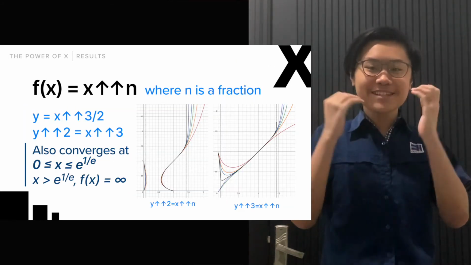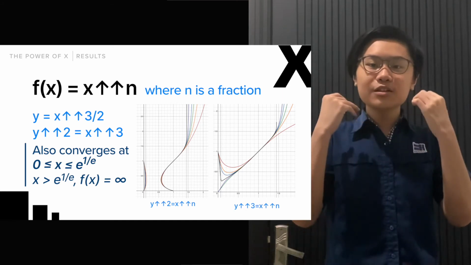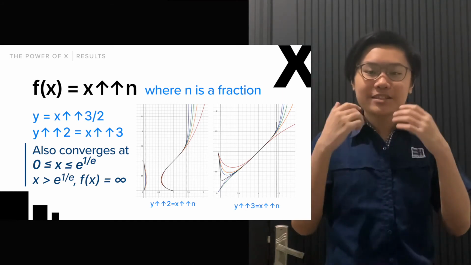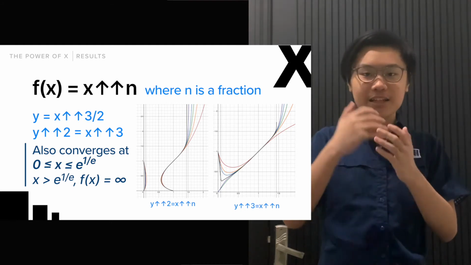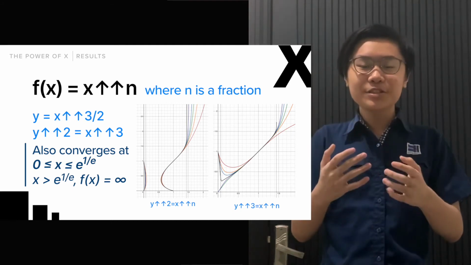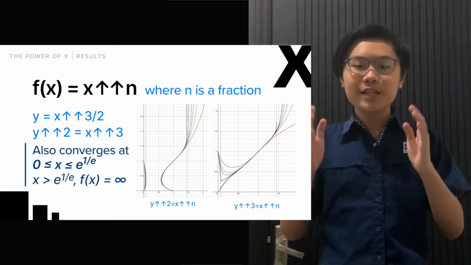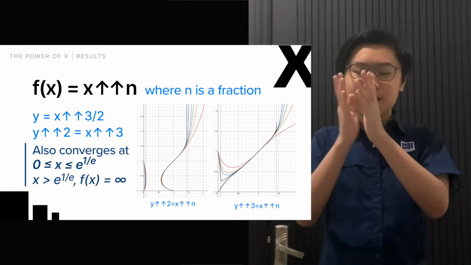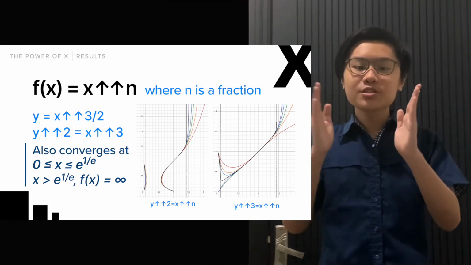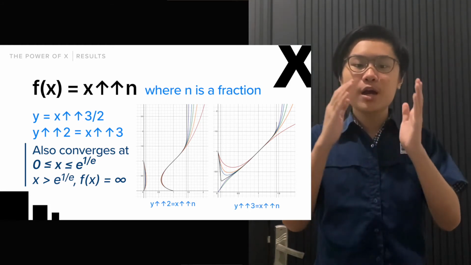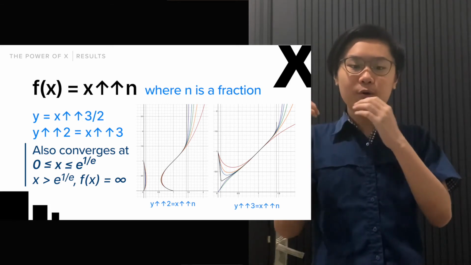And now we'll look at the same f(x), but we'll take a look at when n is a fraction. So you move it around so that the titration height is still an integer. Because this 3 over 2, you can rewrite it as a super root of power 3. We can see that all of these lines, colored in rainbow here, will start to converge as well like before. It's at 0 until e to the power of 1 over e.